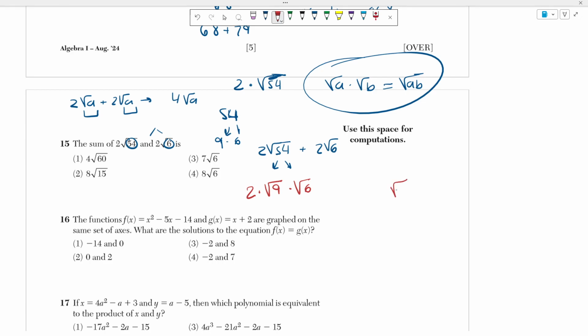So that's the same thing as radical a, which let's say is 9, times radical b, which let's say is 6. 9 times 6 is 54, right? So it's the same thing. We just rewrote it and we split it up.